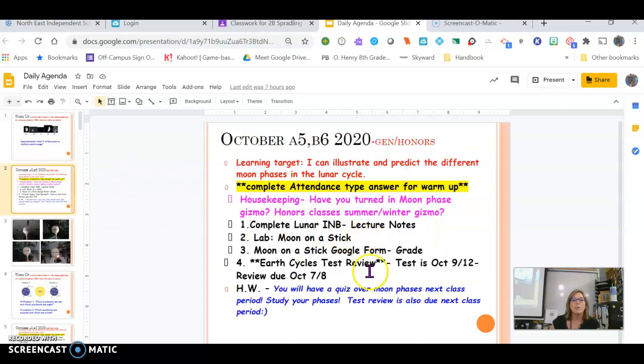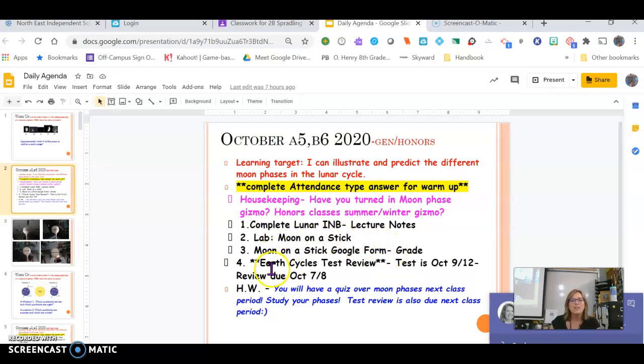So today we made sure that we turned in our moon phase Gizmo. Number one, we finished our lunar INB, interactive notebook, so you'll need to take care of that. Number two, we did a lab, moon on a stick. If you're at home, this is when you're going to need your little model, and you're going to need to follow the directions and complete that. The next thing is, after you did the moon on a stick lab, you were going to need to answer 5 questions in a Google Form to see if you understand that.